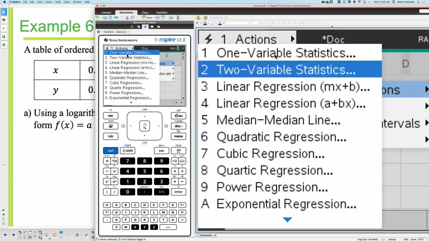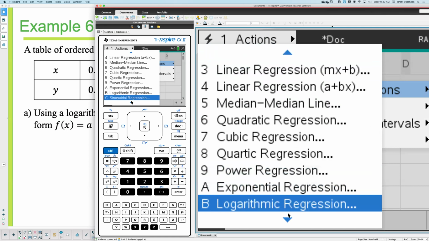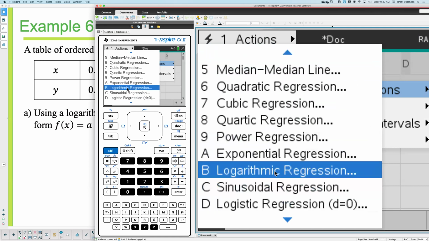They're telling us we don't have to look at the scatter plot to figure out what type of model. We're going to go down until you see logarithmic. It's probably going to be letter B. It's probably going to be after exponential. Yeah, it's B. Choose logarithmic.